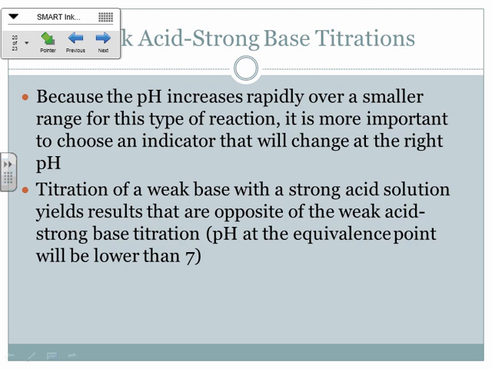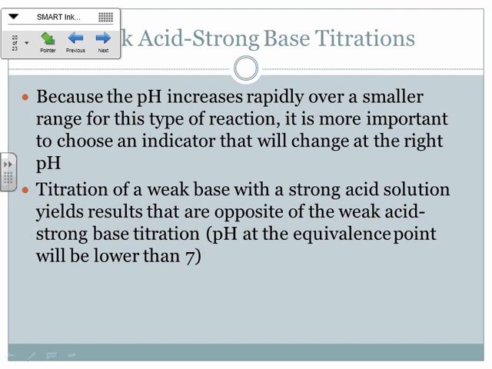So, there's a smaller range here. We also talked about this. It's more important with a weak acid strong base titration to pick the right indicator. You need an indicator that's going to change color at the right pH. We're actually going to do a lab on this where you choose an indicator that you think is going to work for particular reactions. That one's kind of fun because you have a bunch of different indicators that turn different colors at different pHs.